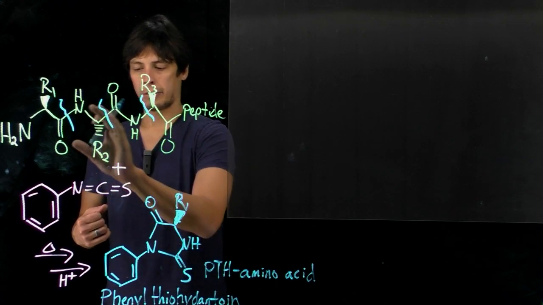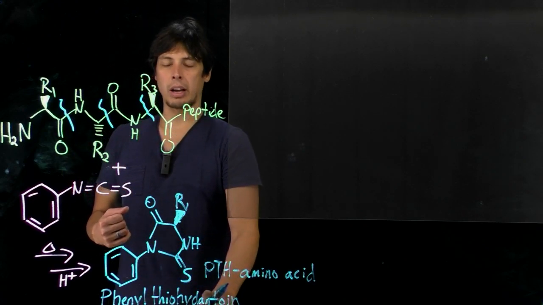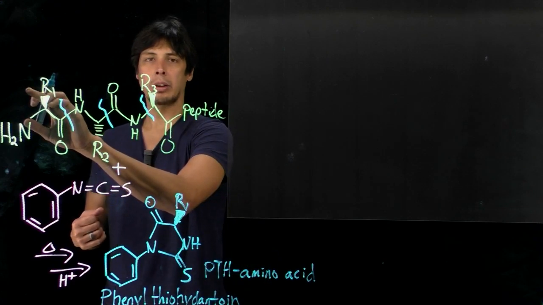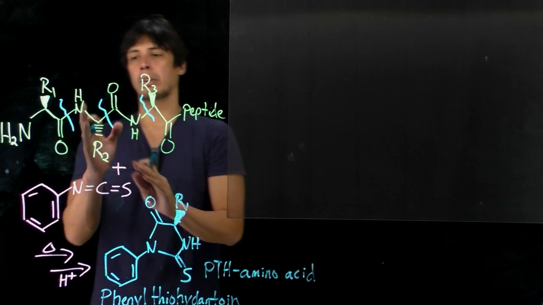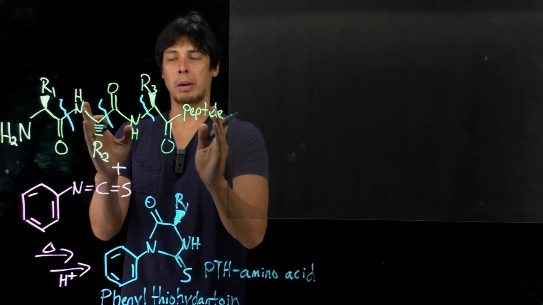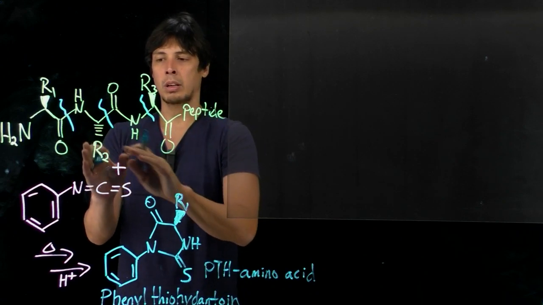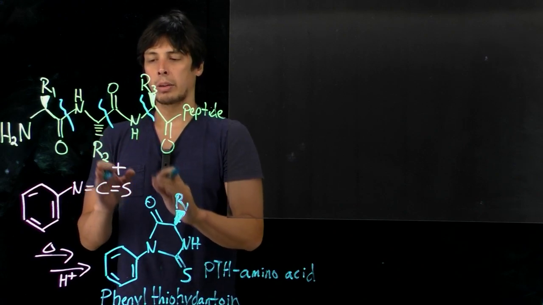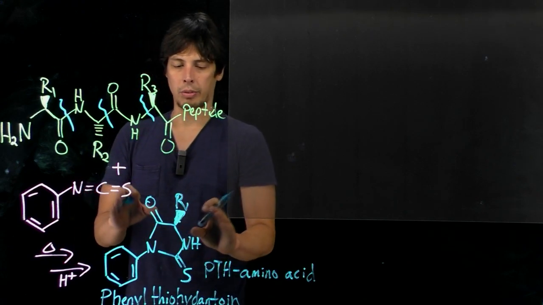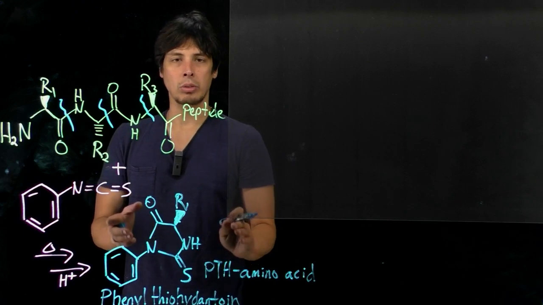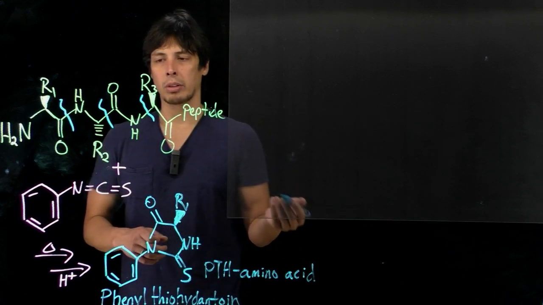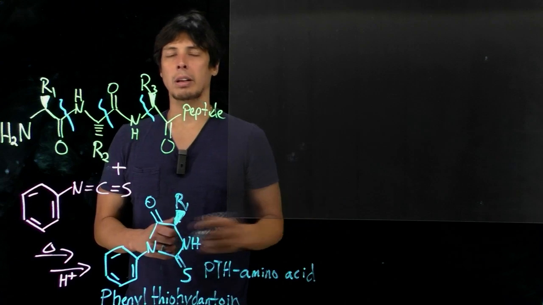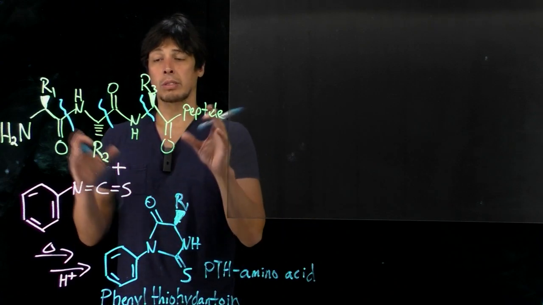So in the first cycle, we make this phenylthiohydantoin amino acid with R1, but then what we're left over is a peptide that's shorter by 1 amino acid, where the N-terminus is now this R2. And then we do another cycle of this, and we form a PTH amino acid R2, and so on and so forth, until we've gotten to the end of the fragment, and now we know what the sequence of this fragment is.